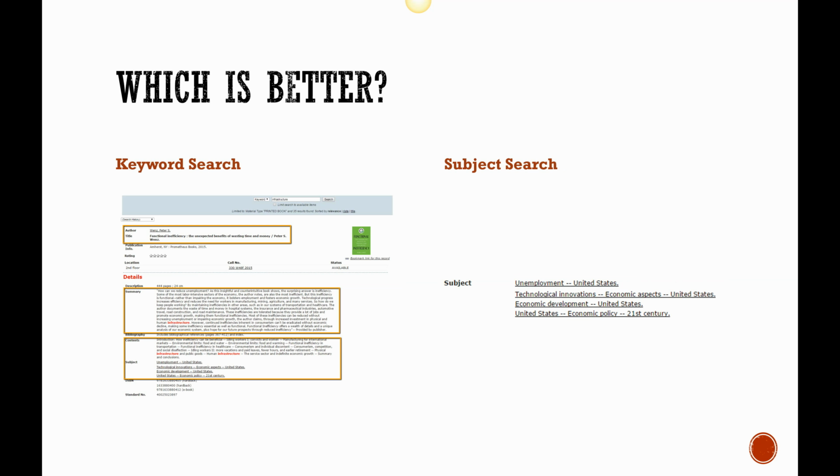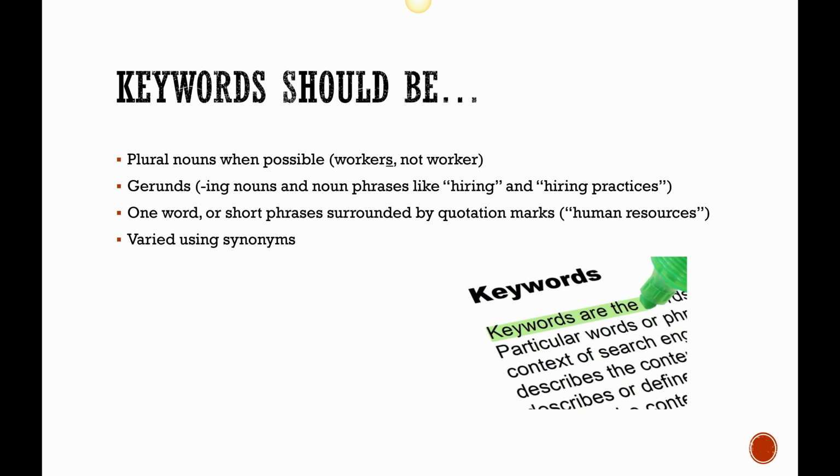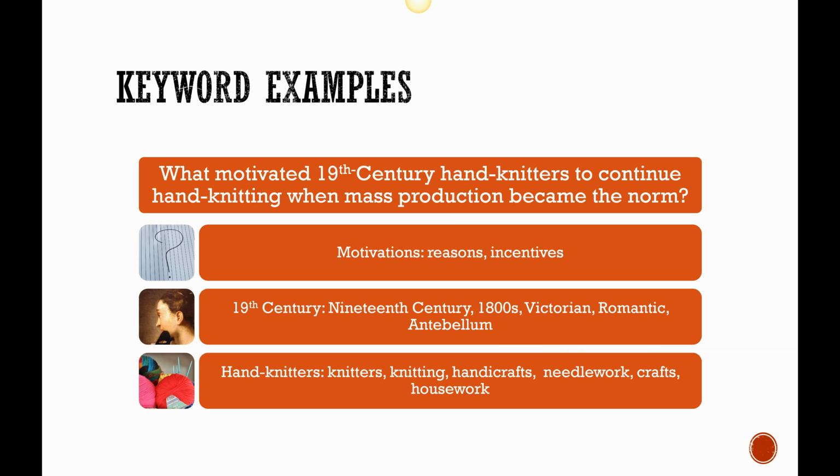So which is better, a keyword search or a subject search? Well, it depends on what you want. A keyword search will bring back more results, but a subject search will bring back more precise results. Keywords should be plural nouns whenever possible. Use gerunds and gerund phrases instead of verbs. Keep multi-word phrases short and simple with quotation marks around them, and vary keywords using synonyms.